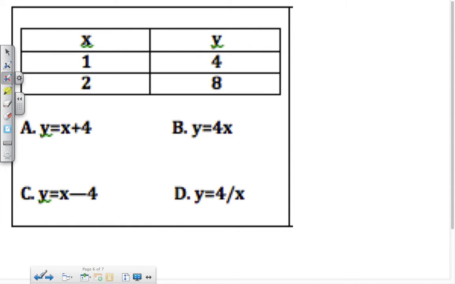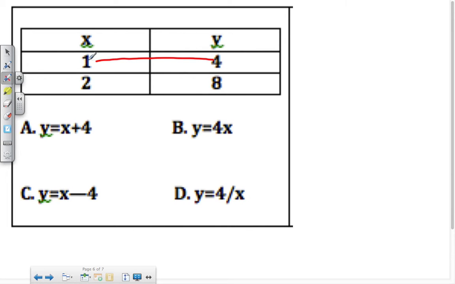One last question, then we're done. It's multiple choice. Can you look at this table and figure out which equation goes with it? What's the pattern? What's happening here? 1 turns into 4. Maybe it's plus 3 because 1 plus 3 equals 4. But wait, 2 plus 3 doesn't equal 8. 2 plus 3 equals 5. So the pattern must be something else.